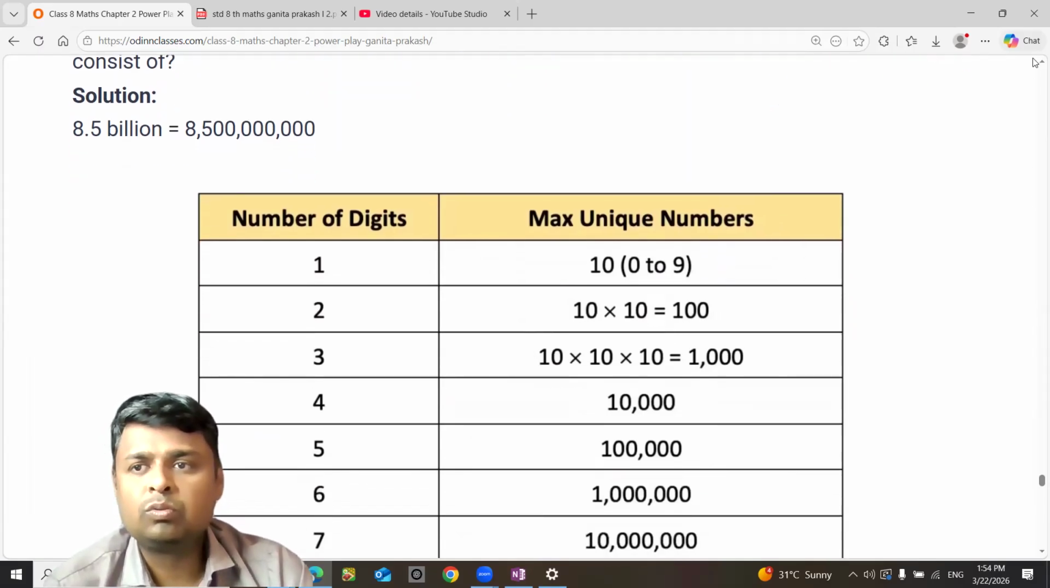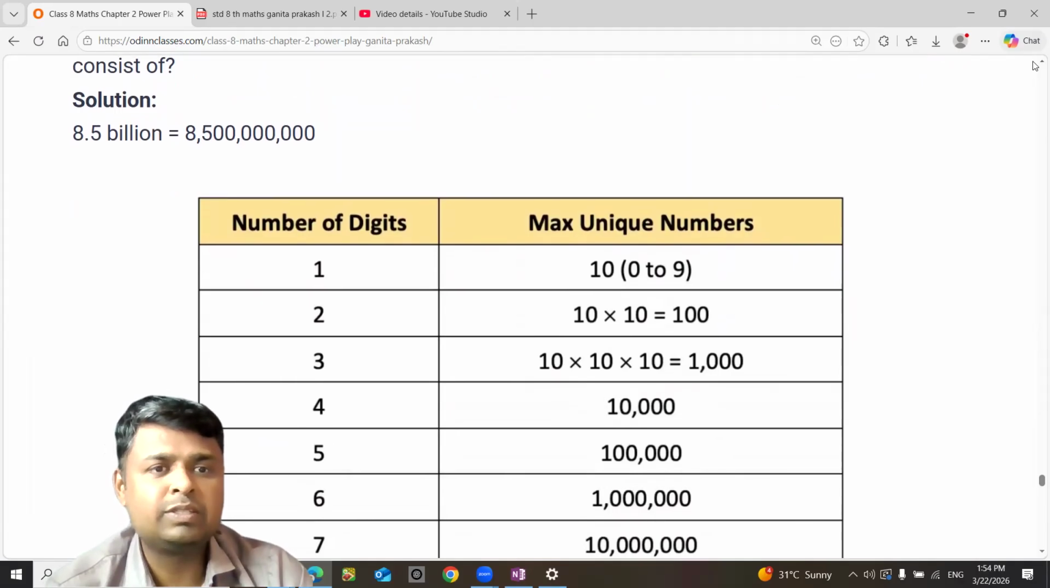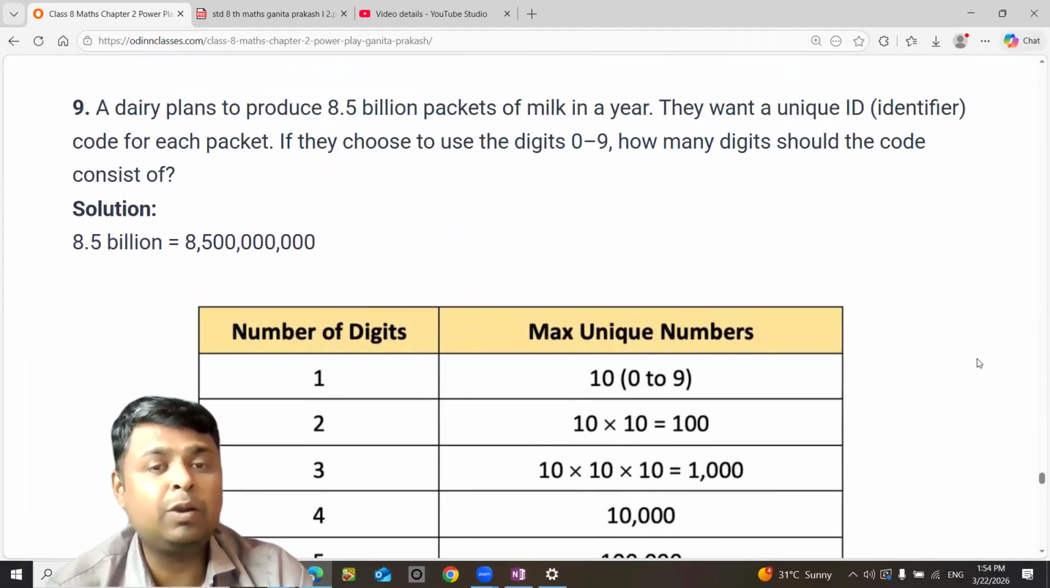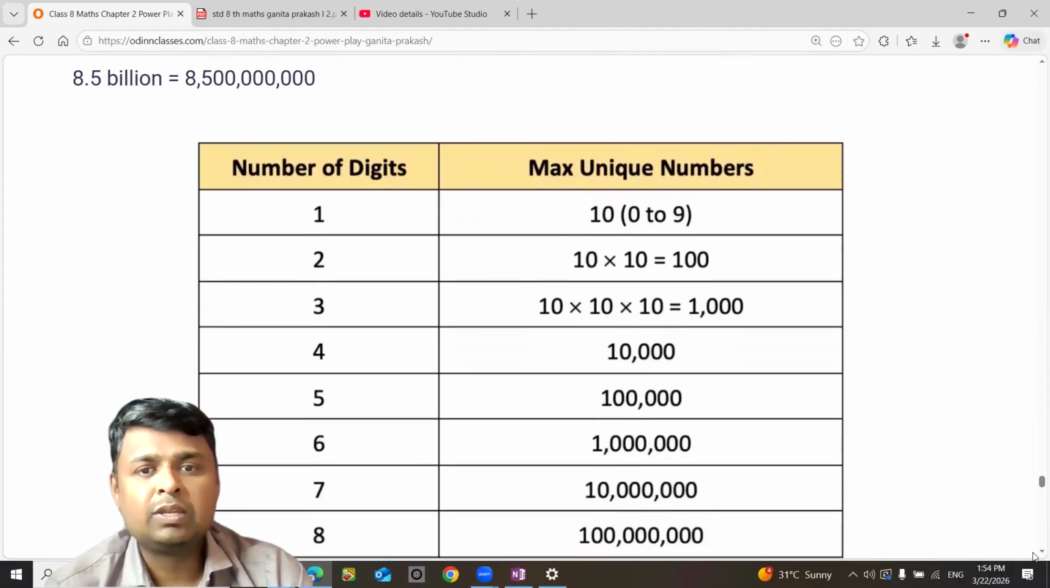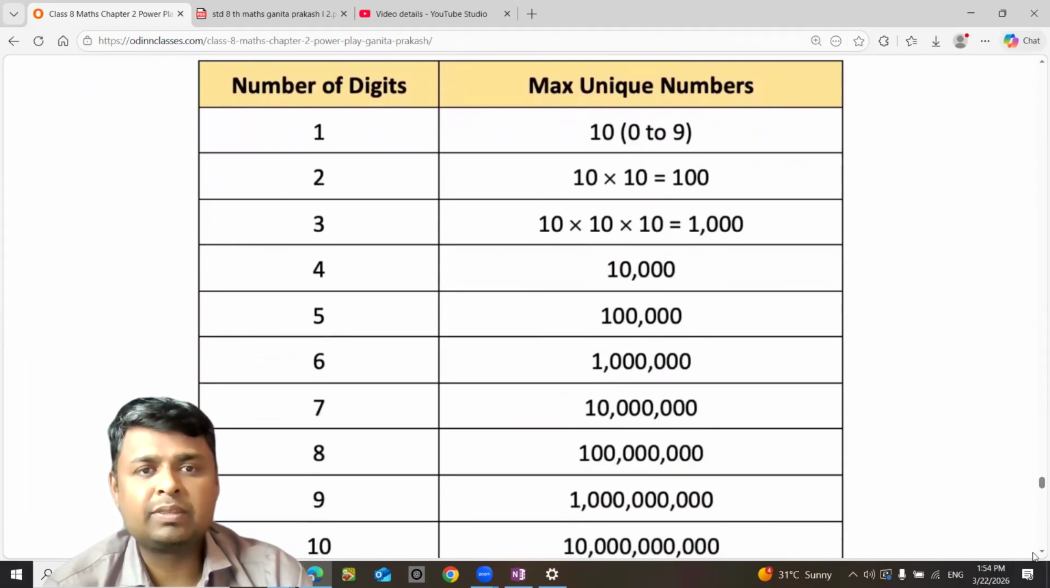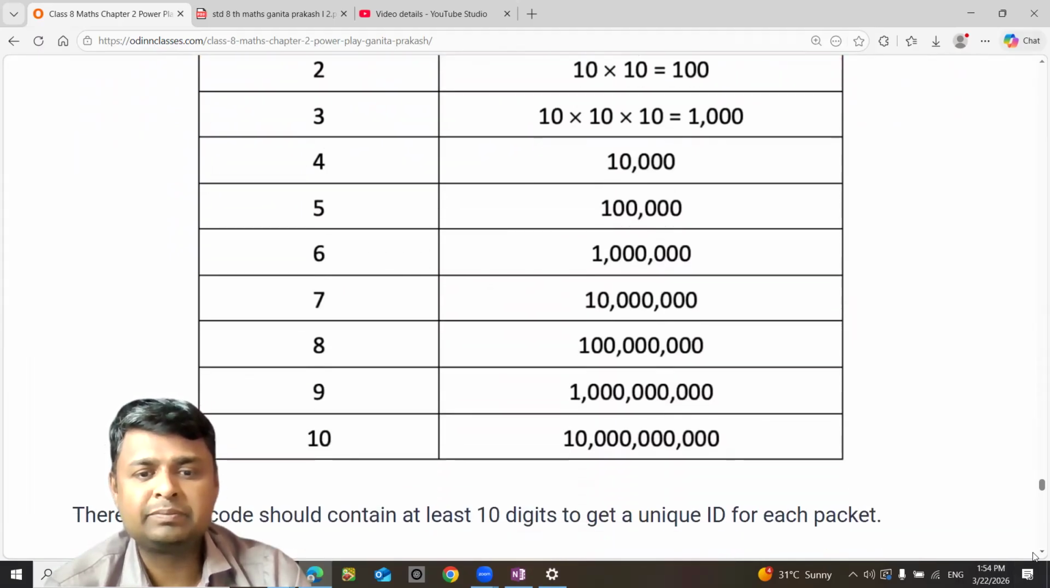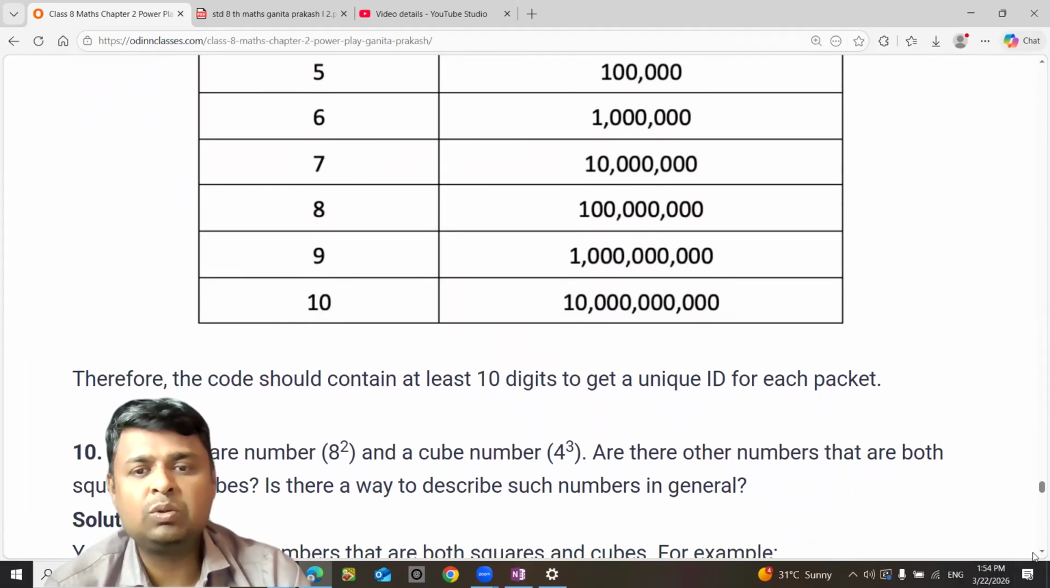So first of all, 8.5 billion packets they want. 8.5 billion packets. So you can see the number of digits and unique numbers that we can write. So it should be a 10 digit code because for 10 digits these many combinations are there.